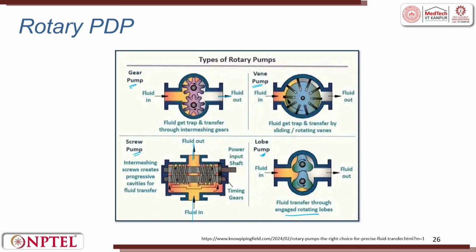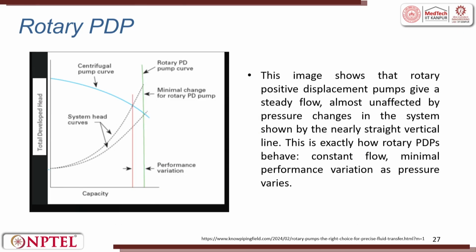All of them find a lot of applications because the flow rate is constant for any given pressure. So, if you plot the total developed head, the pressure which is developed, with respect to capacity, you can see the centrifugal pump performance falls down, and then you can see the rotary pump curve is a straight line.